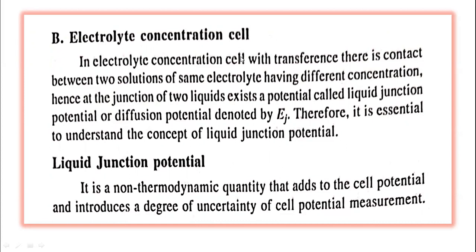At the junction of the two liquids exists a potential called liquid junction potential or diffusion potential. This liquid junction potential is denoted by EJ. EJ is called the liquid junction potential. So let us understand how this liquid junction potential is developed in electrolyte concentration cell with transference.